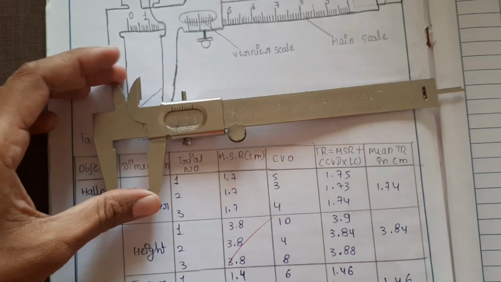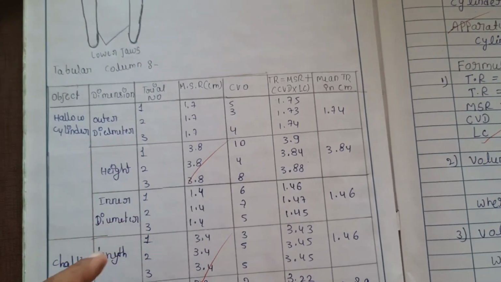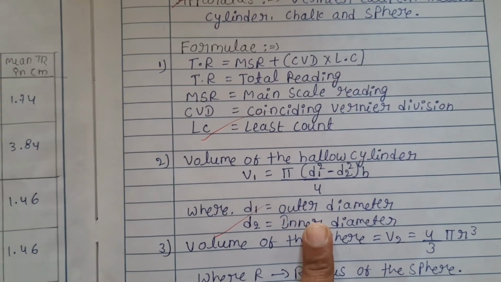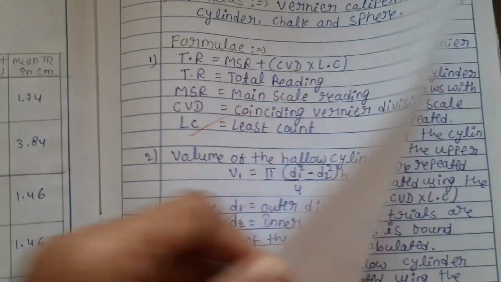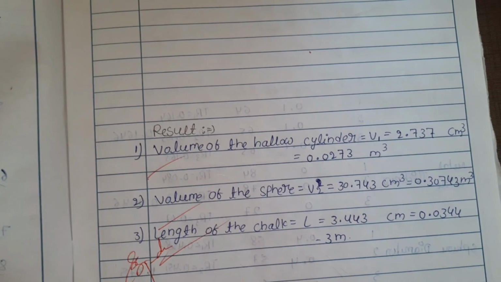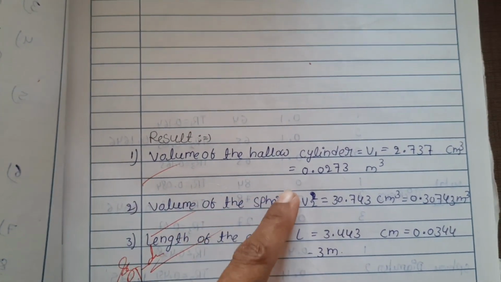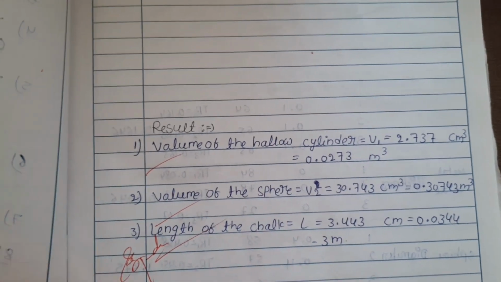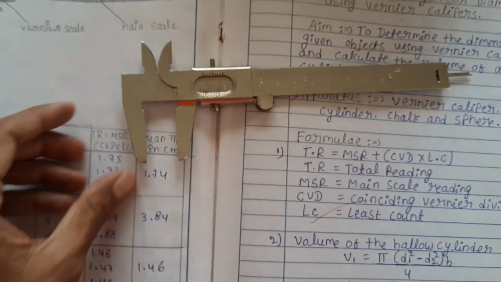I hope this is helpful for you. At the end, once you know the diameter or length, you can do further calculation for the required parameter like volume or area. At the end you can write the result, the values you have got for the given material, cylinder or sphere or chalk. So this is how you can use the Vernier caliper.